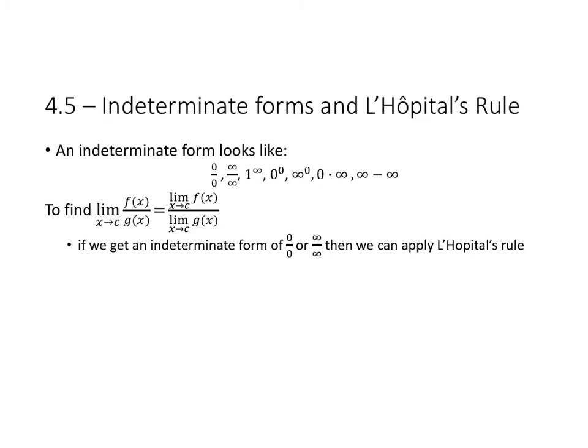Before we start talking about L'Hopital's rule, first we need to talk about indeterminate forms. This word indeterminate is when we can't figure out the limit of something. It happens when we have 0 over 0, infinity over infinity, 1 to the infinity, 0 to the 0, infinity to 0, 0 times infinity, or infinity minus infinity. The two that we're going to be focused mostly on are 0 over 0 or infinity over infinity. And when we have those, we get to use L'Hopital's rule, which is super cool and really exciting.